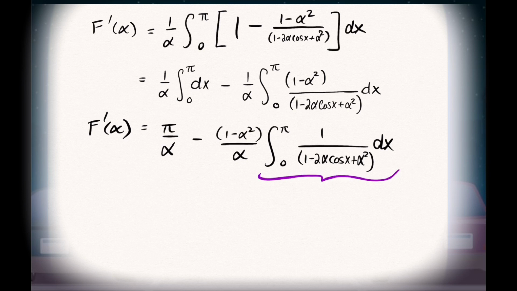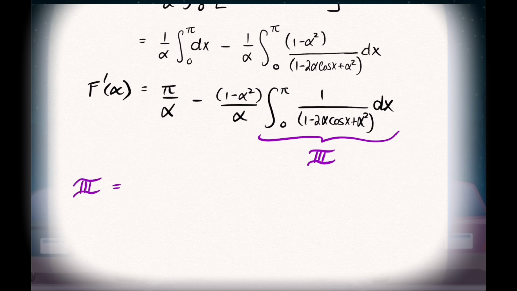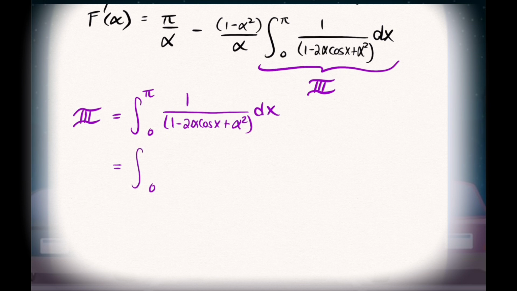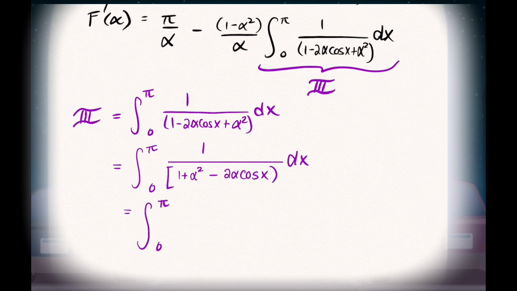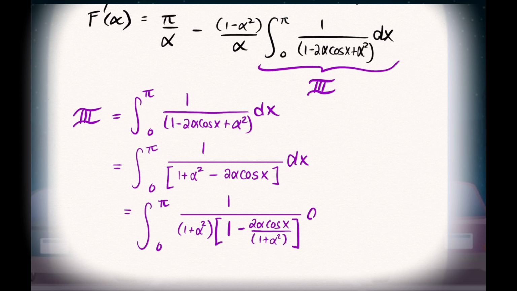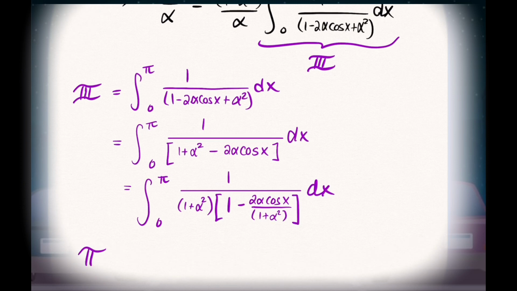So we're working on this f prime of alpha, and now we have this third integral here we'll call curly 3, and here it's the integral from 0 to pi of 1 over that denominator dx. Recall here that alpha is a parameter which is like a constant with respect to the integral differentiating parameter x. And so now what we're going to do is pull out a constant of 1 plus alpha squared and rewrite that denominator there.